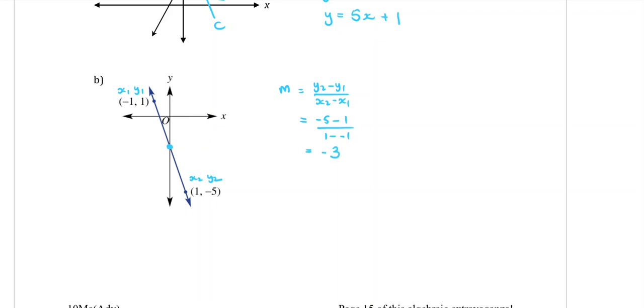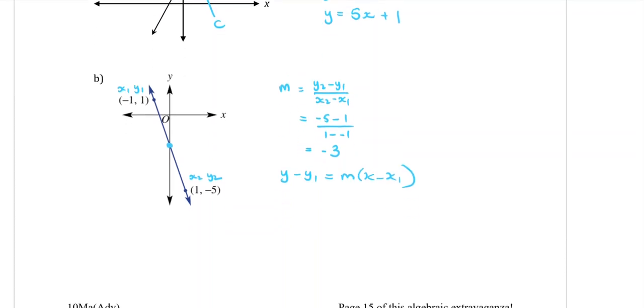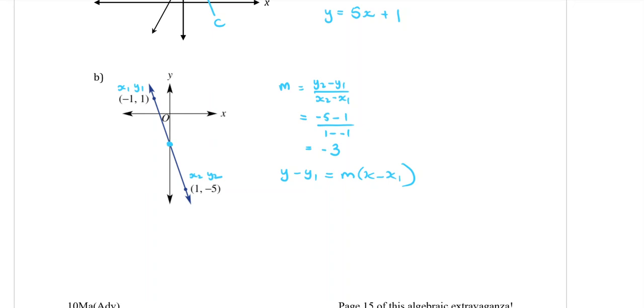So there's my gradient. But now, because I don't have a y-intercept, I can't use the y equals mx plus c. I need to use what we call the point gradient formula, which is this one. This would also have worked for part A of this question up here. You could have just always used this formula. It would have just taken a little bit more working out.